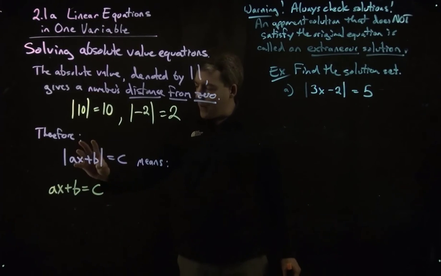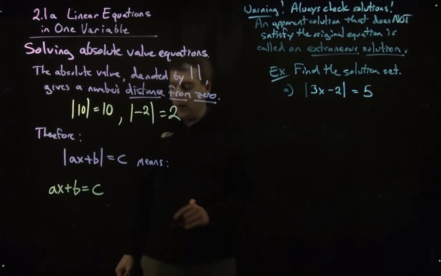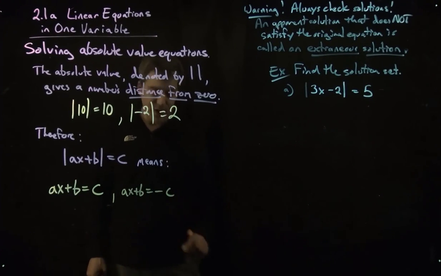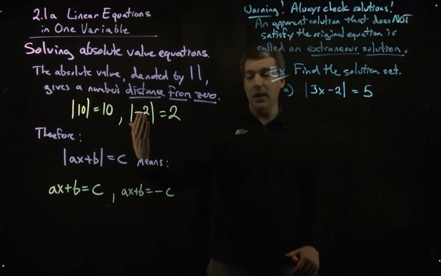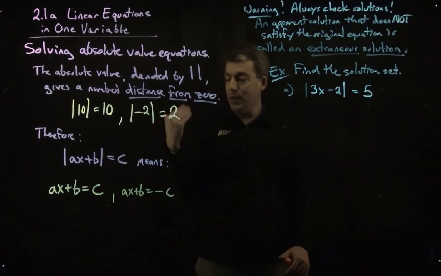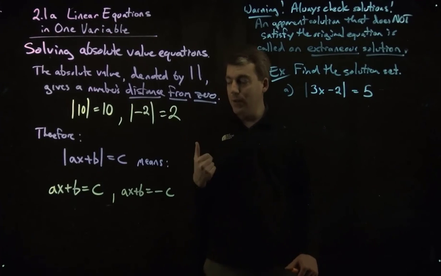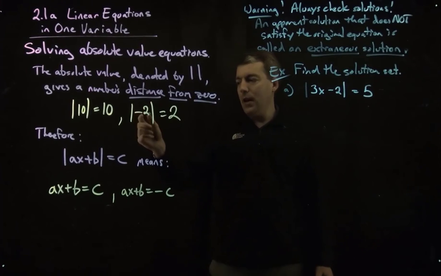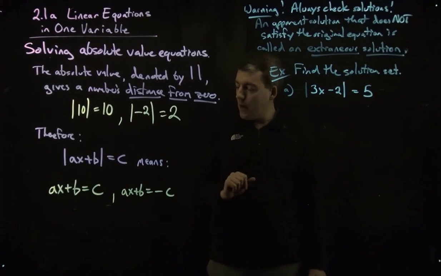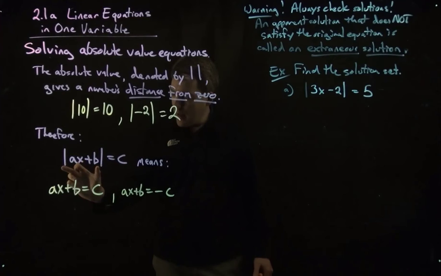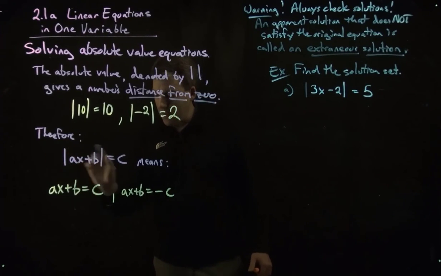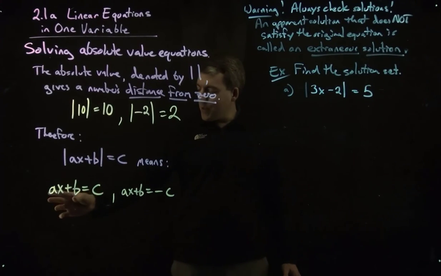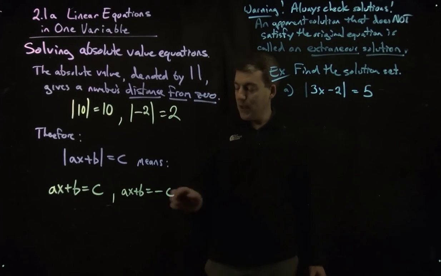We could also have that the part inside the absolute value could be equal to the opposite of c, because, for example, the absolute value of -2 is 2. The absolute value of 2 is also 2. So there's two numbers that could be put in the absolute value that could give you an output of 2. So when we're faced with an absolute value by itself equal to some number, we can split that into two parts, ax plus b equals c and ax plus b equals -c.